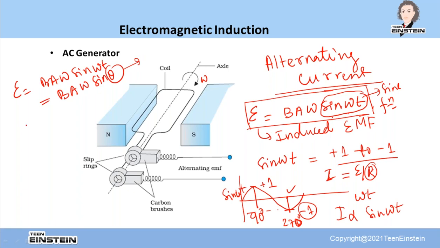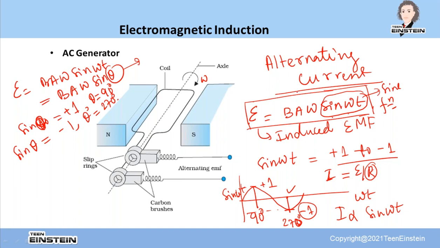So this sine theta will be plus 1 when theta is 90 degrees, and sine theta will be minus 1 when theta is 270 degrees. These are the two extremum values, and other values will come in between. And this is how we get alternating current.